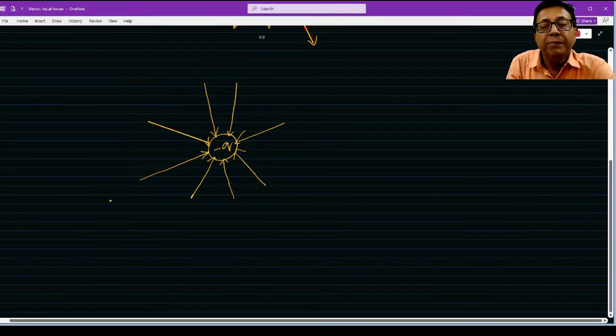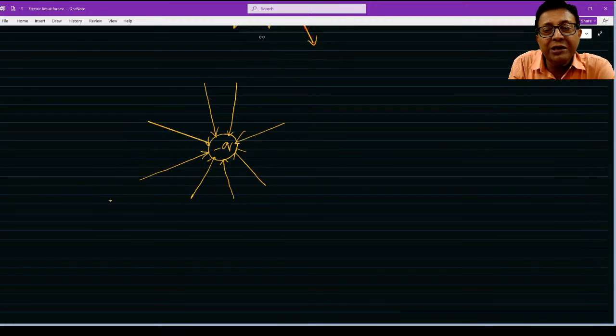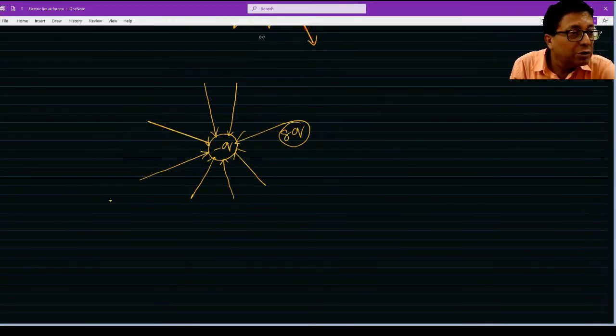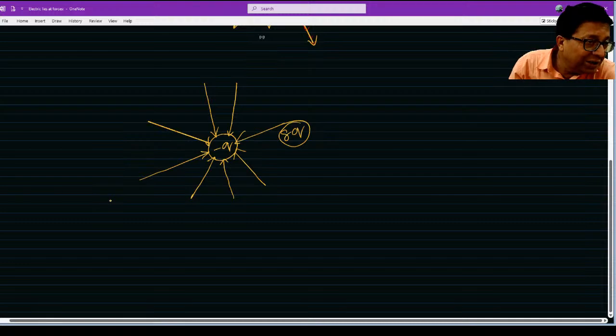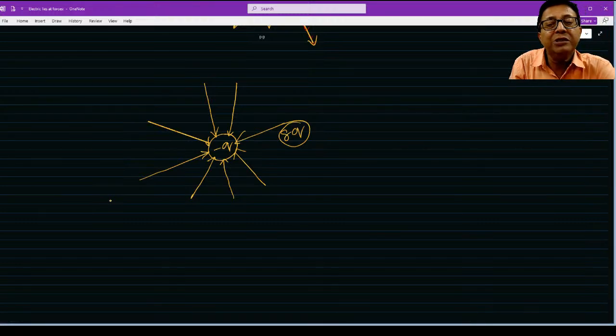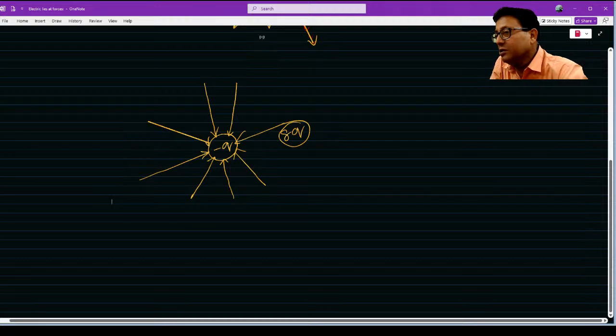Why? Because the vanishingly small test charge, or a small positive charge, will experience force towards the charge. Isn't it? That's why lines of forces will be directed towards the charge.